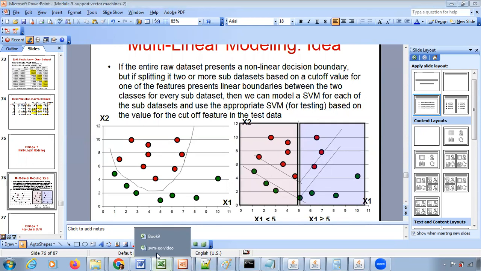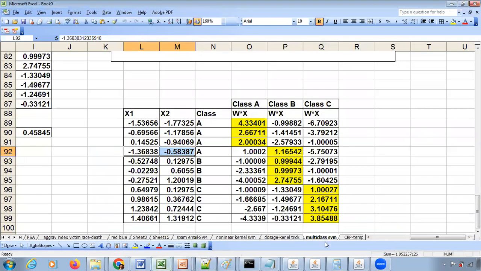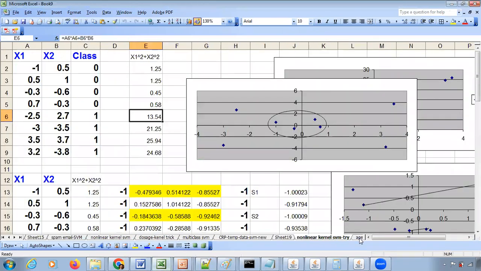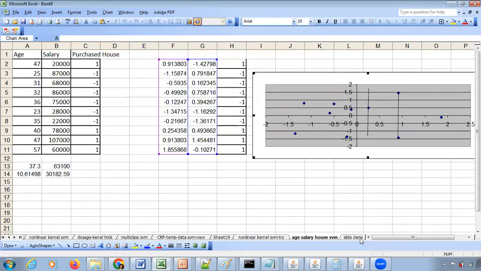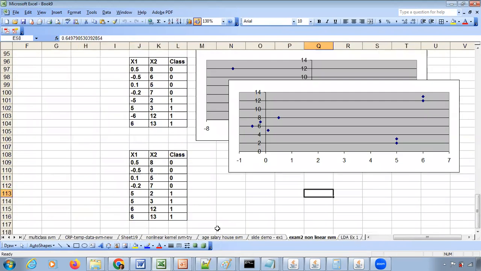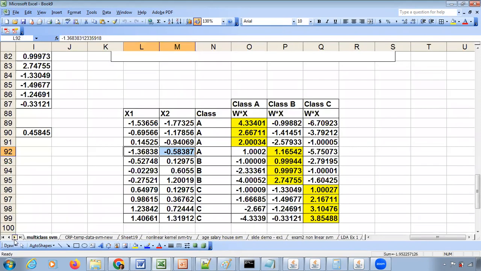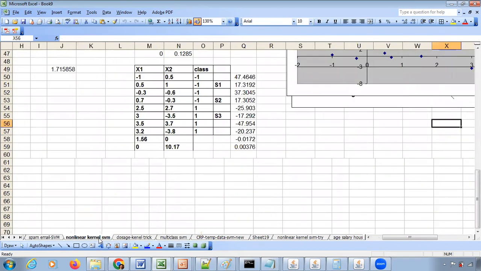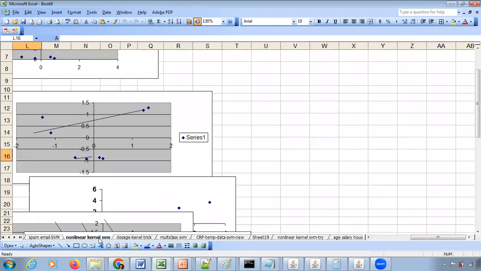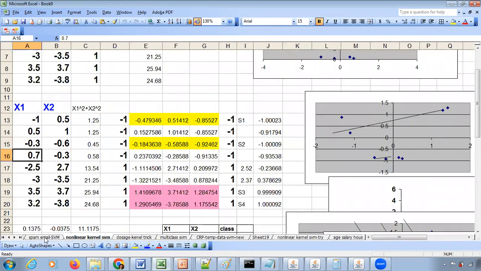You could try this one. I just tried it for curiosity. Let me see where it is. Yeah. Let's see. I was trying this just now.